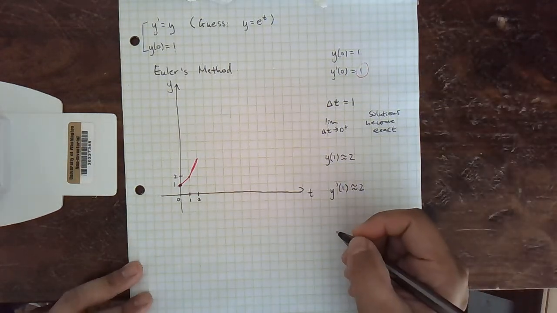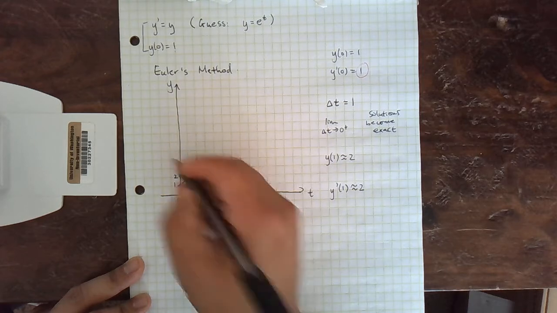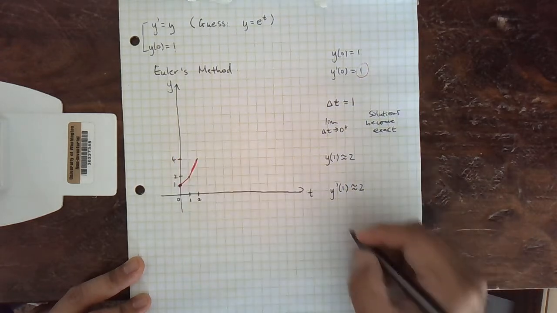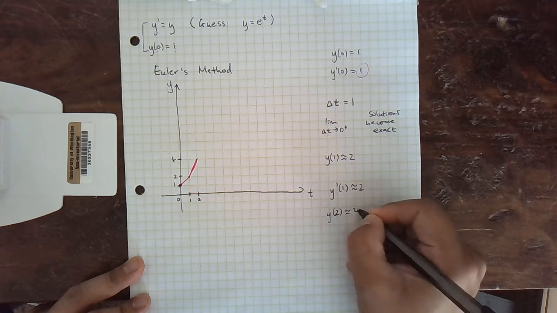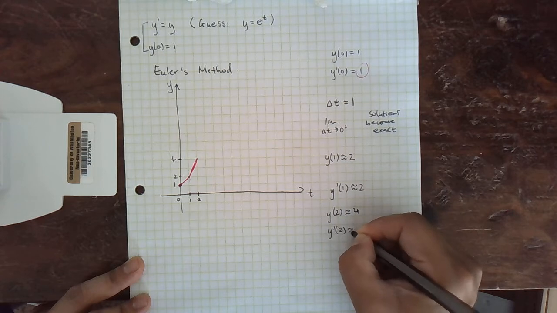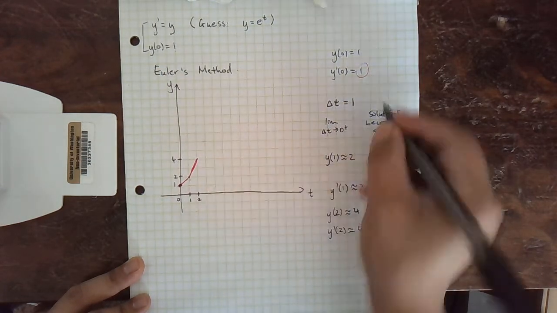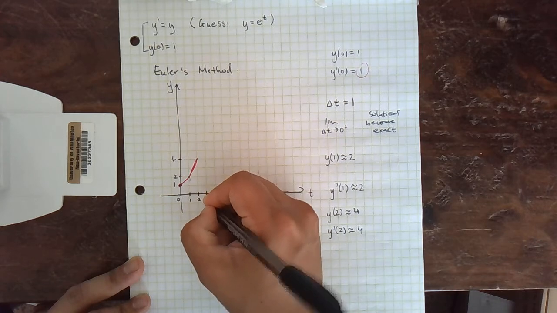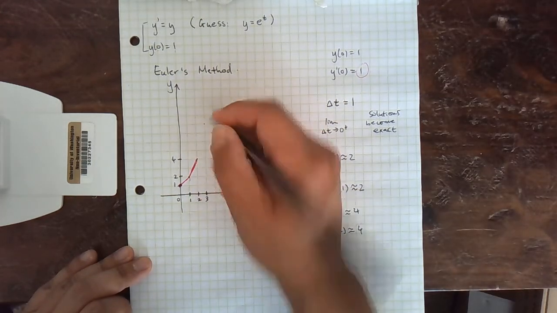And then we'll get, so we started at 2, slope was 2, so we should land at 4. So y of 2 is approximately 4. And then y prime of 2 is also approximately 4 because y prime equals y. Okay, delta t is still 1, so we're going to go up to 3. We'll have a slope of 4, so we'll end here.